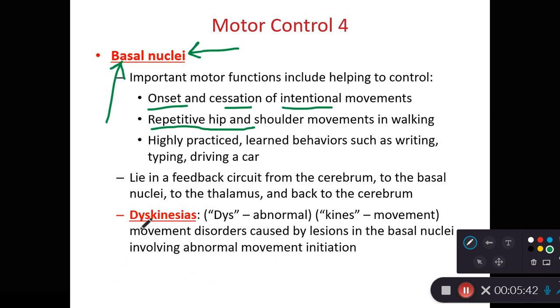If we have dyskinesis or abnormal movement of the body, those abnormal movements can occur when there's lesions or strokes within the basal nuclei. And if the basal nuclei are damaged, oftentimes this damage will manifest itself in a patient as tremors or twitching within that patient.